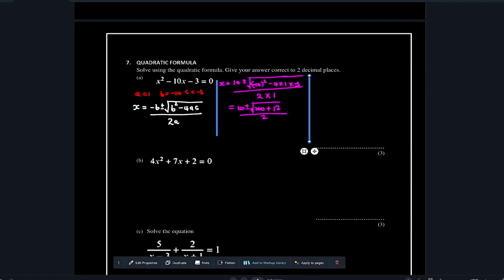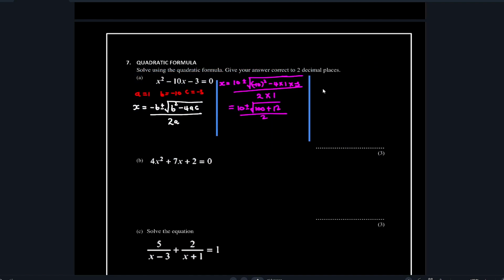Let me reduce this. We are going to have 10 plus or minus the square root of 112 over 2. Then we have this reducing to what? 10.58 over 2. So for us to get the two answers, we are going to say 10 plus 10.58 divided by 2, which is going to give us 10.29, or 10 minus 10.58 divided by 2, which is going to give us negative 0.29. So that is how you use the quadratic formula to work out different questions.